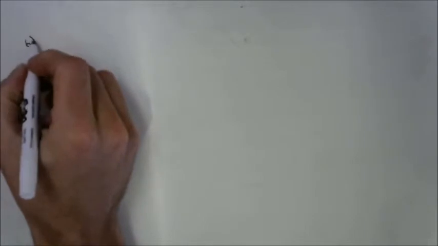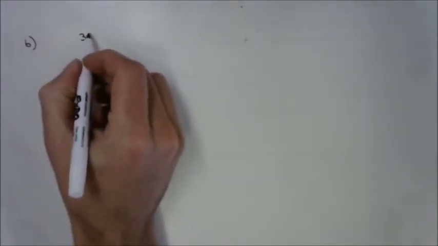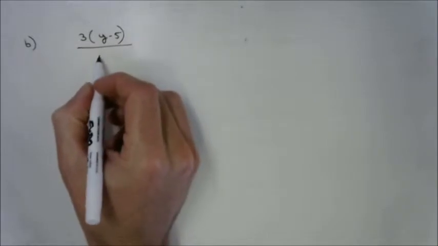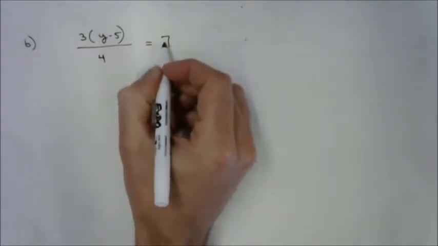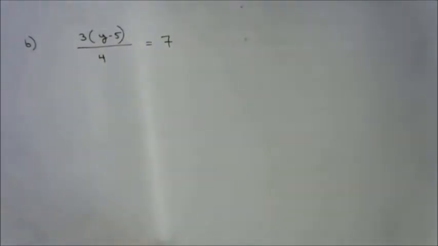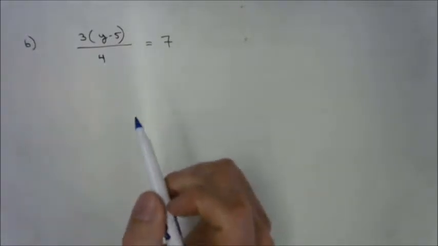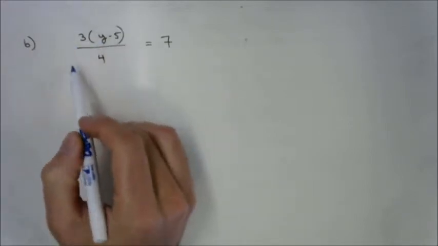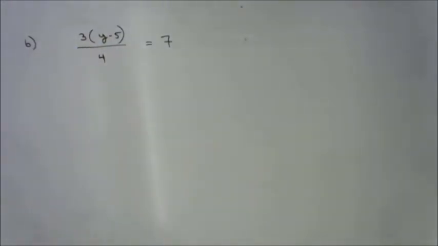B. Looks tricky, doesn't it? 3 times y minus 5 over 4 equals 7. All right, take your time. Don't say anything out loud. What do you think you're going to do in order to make this a little bit easier? Right now we have a fraction, right? The whole side over here is a fraction, and we want to get rid of that fraction.